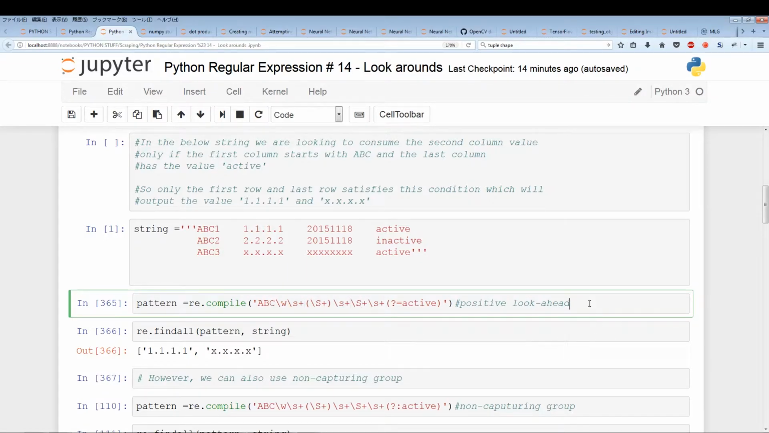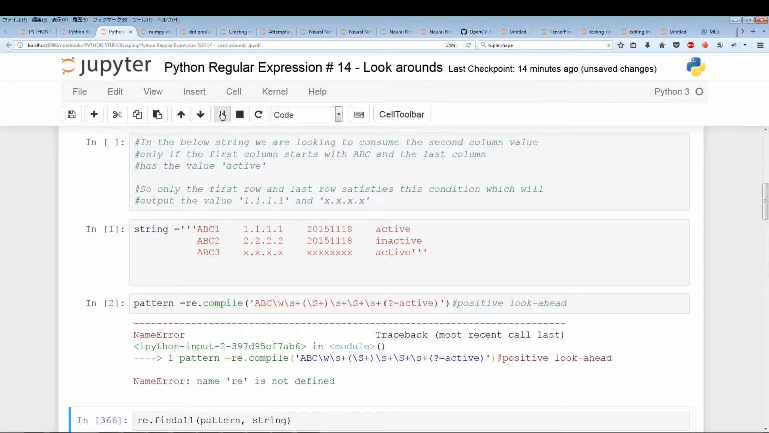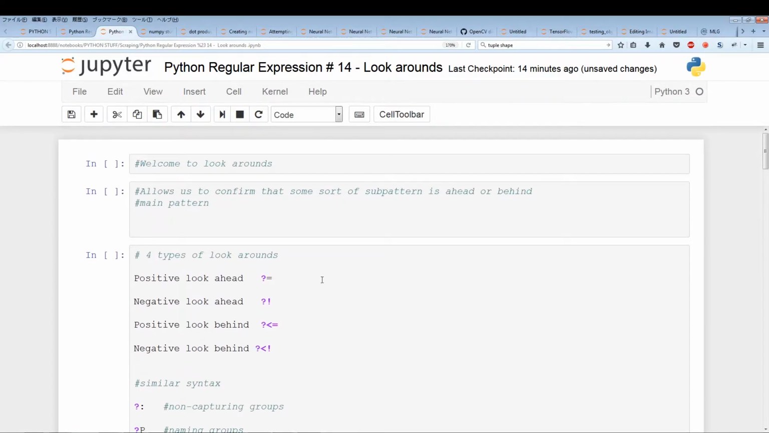So let's run this first. I'm going to run this. Oh, I have to actually import re.